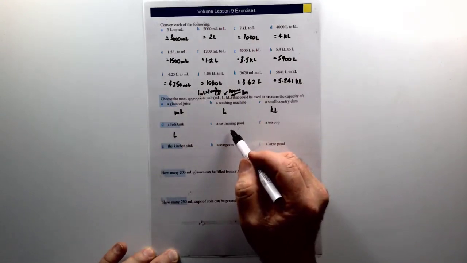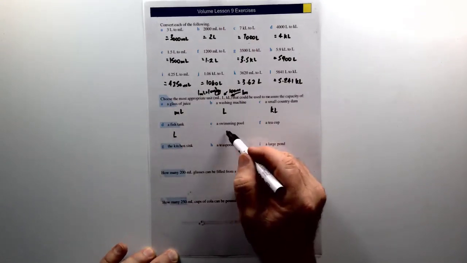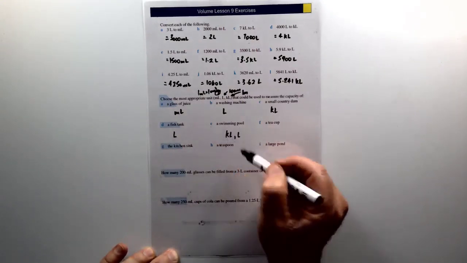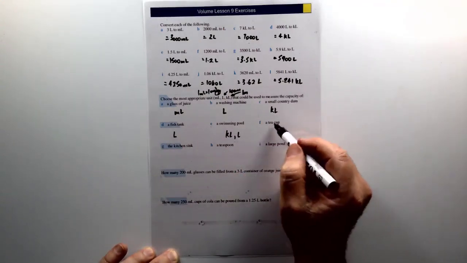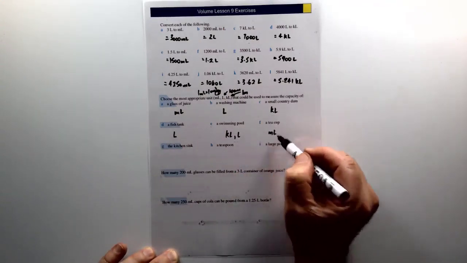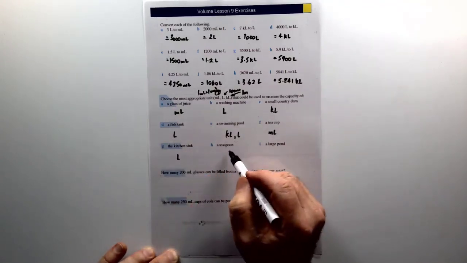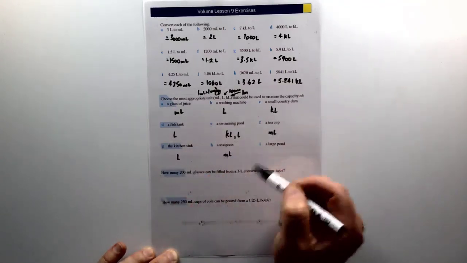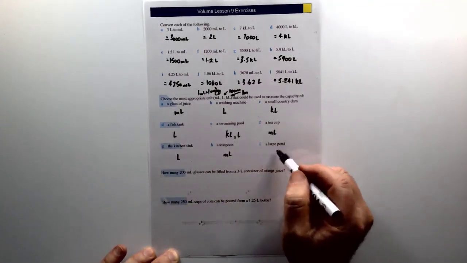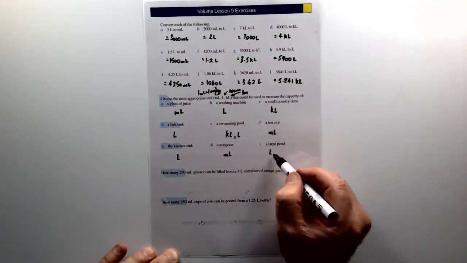A swimming pool, again, look, you could measure it in litres, but probably kilolitres is the best, but litres is okay. A teacup, you're going to be measuring that in millilitres. Kitchen sink, look, probably in litres there. Again, a teaspoon, also in millilitres. And look, a large pond, it depends on how large it is. So look, you could either have litres or kilolitres, depending on how big it is.